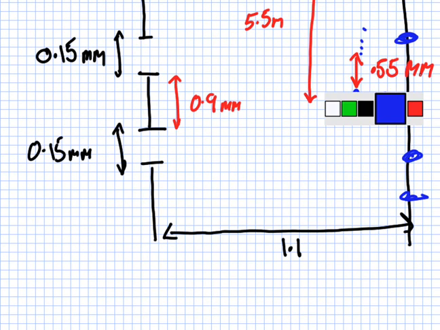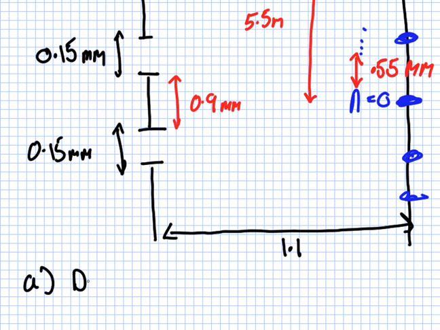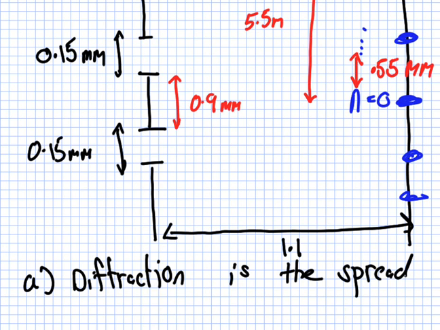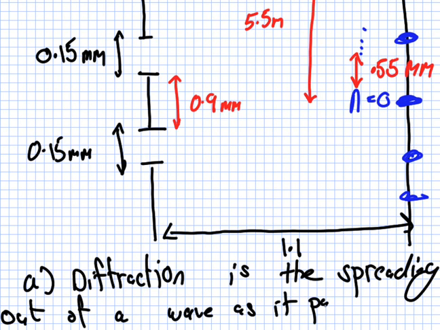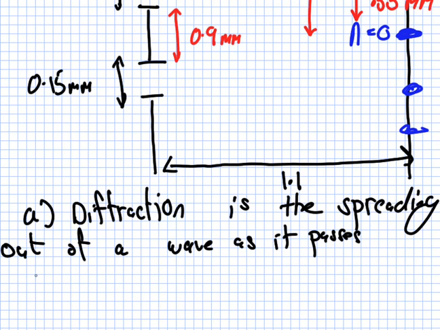Well, anyway, the first question is in the calculation. It says, what is meant by diffraction? So what does diffraction mean? Does anyone know that one? Yeah. So diffraction is the spreading out of a wave as it passes through a slit.